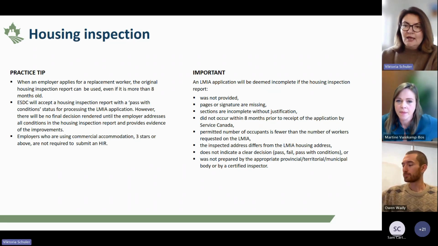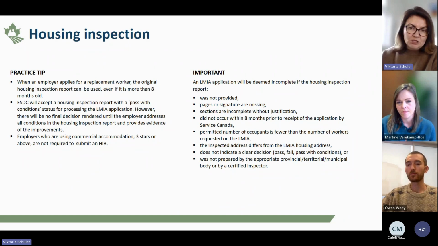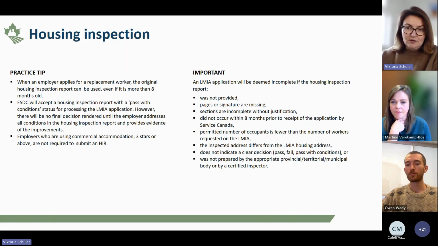And I also would like to add, on our previous webinar, there was a question about upcoming changes in housing inspection or housing requirements for foreign workers, especially in Ontario and Alberta. So I did my own research. Nothing has changed since 2018 on the website.